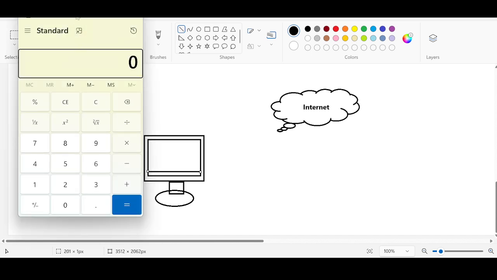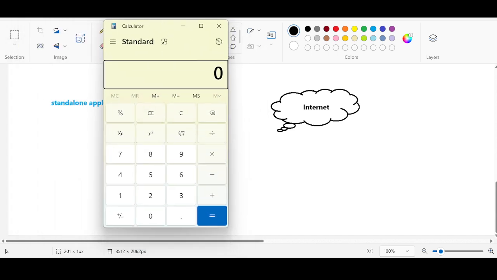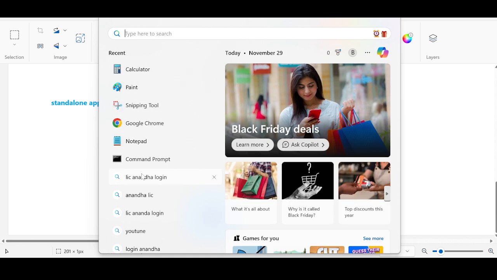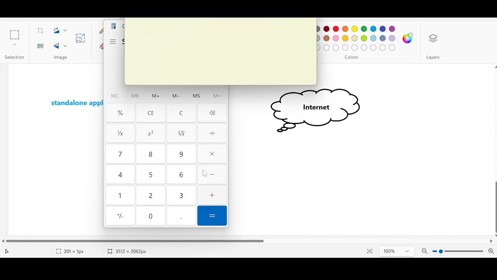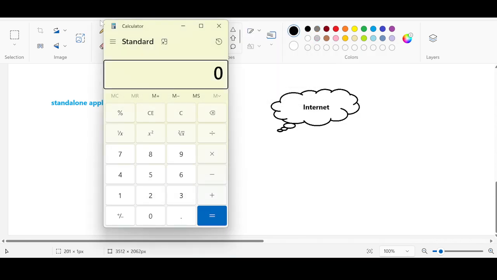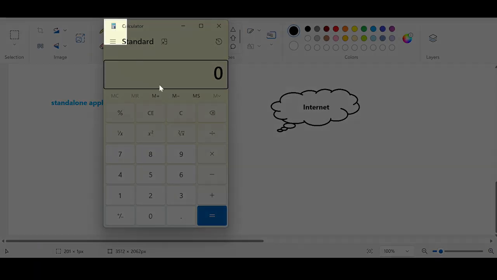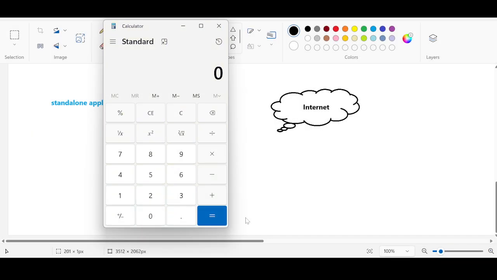Okay, I can say this. The calculator is a standalone application. Why can I say the calculator is a standalone application? I can genuinely say this is the calculator and this is a standalone application. How am I saying this? Because to run this calculator, you don't need any internet connection. Yes or no?